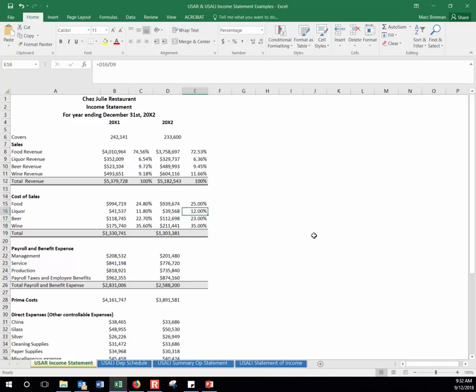So if we take a look, in 2011, food cost was 24.8%. This year it's 25%. Very consistent. Liquor cost last year was 11.8%, and this year, 2011 compared to 2012, fairly consistent, and same thing here. So while our costs may have lowered, if you take a look, we actually went down in costs. It's still the same food cost percentage because our food sales went down as well. So we're keeping our costs in line is what this means.